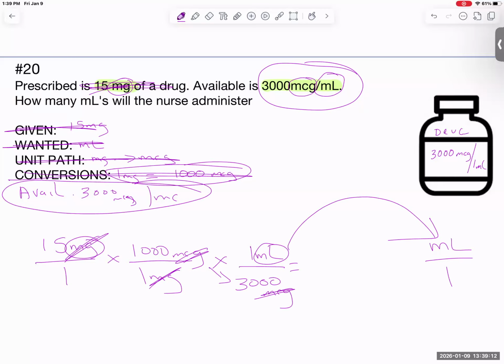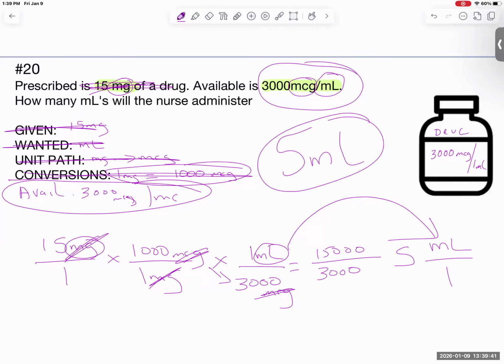So 15 times 1,000 times 1 is what? Does anybody know? 15 times 1,000 is 15,000. And then 3,000 times 1 is 3,000. And then when I divide, what's my answer? 5 mL. So if this was an oral med, what would it say in the question to tell me that it was an oral med? Oral, by mouth.